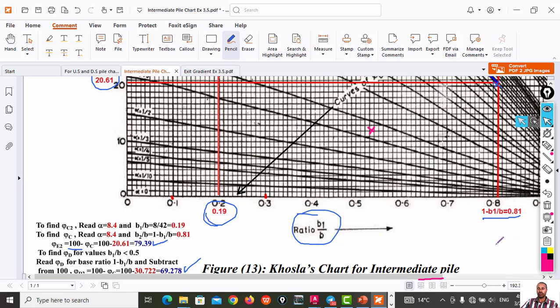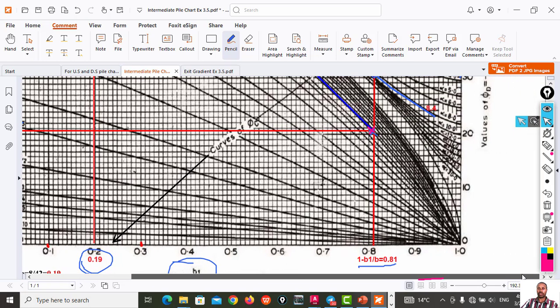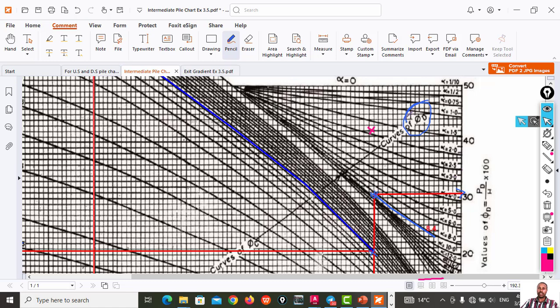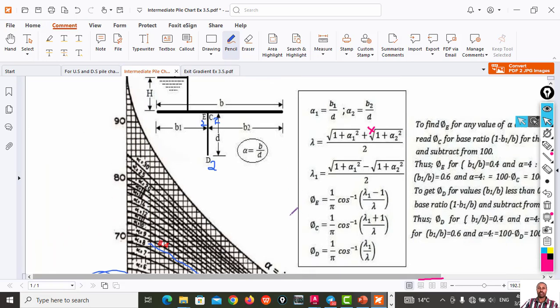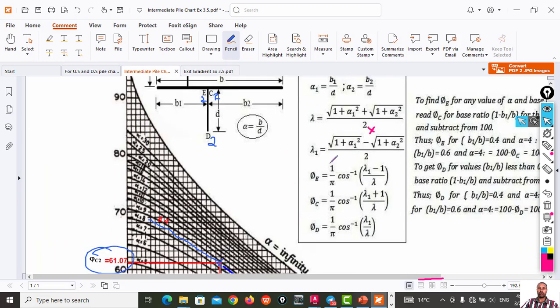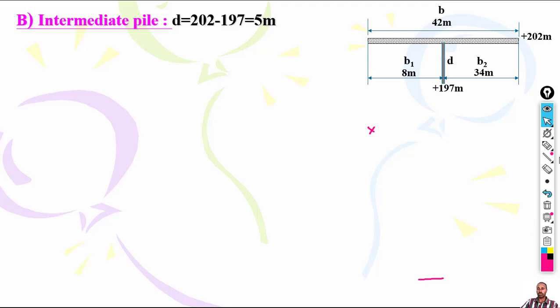Then just from B1 minus B2, if you go horizontal, you read out this one. So these are curves of phi C. Then curves of phi E, same, you just subtract 100. Then this is curves of phi D. So this is the Khosla's chart for intermediate pile. So you can use this one or this empirical equation. You have two options, either empirical or Khosla's curve.